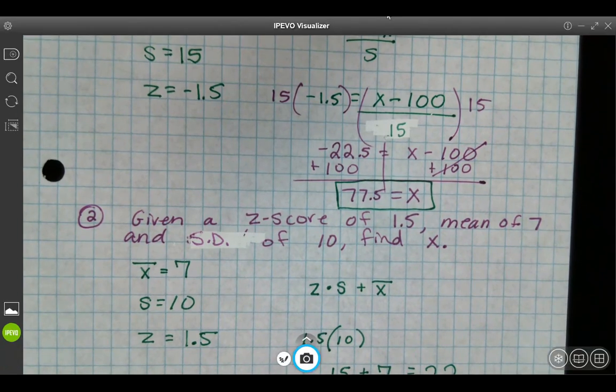All right. So that gives you an example of what a problem will look like on the review test or 3.3.